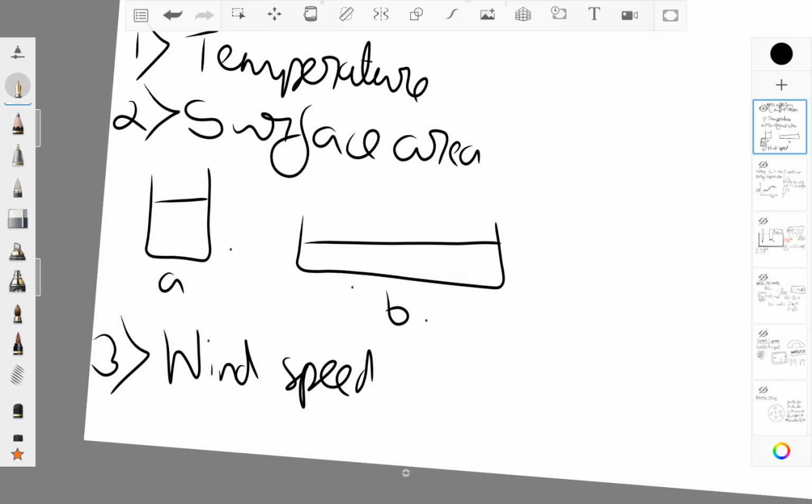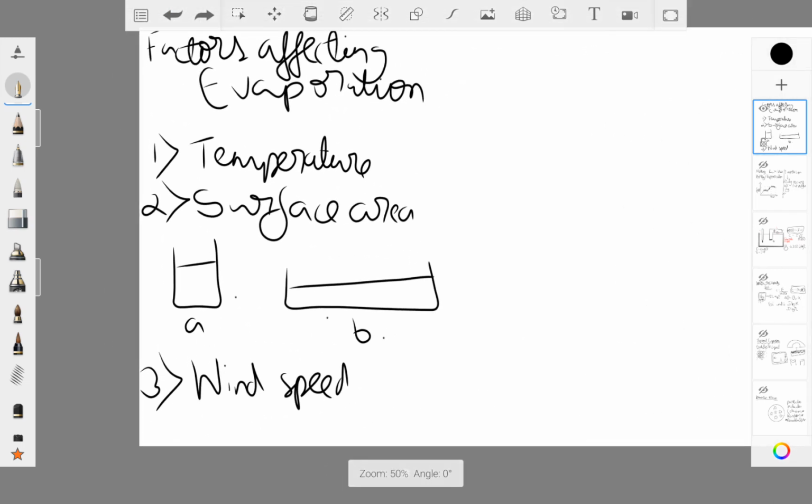The third factor is wind speed. So the greater the wind speed, the greater the rate of evaporation. And the logic behind this is that as wind blows over a liquid, it could help carry some of the particles out of the liquid, and that would aid in evaporation. And those are the three factors that you must absolutely know that affect evaporation.